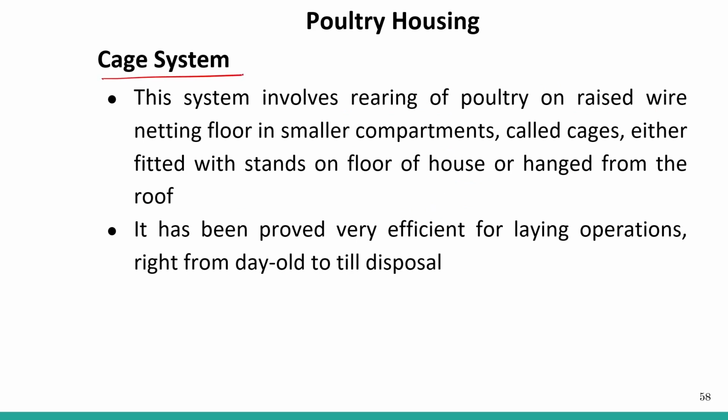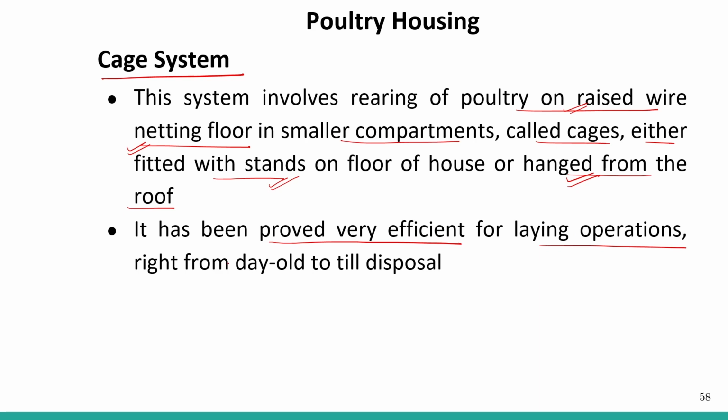Cage system. This system involves rearing of poultry on a raised wire netting floor in small compartments called cages, either fitted with stands on the floor of the house or hung from the roof. So these cages can stand on the floor or can even be hung from the roof. It has been proved very efficient for laying operations right from day old till disposal.